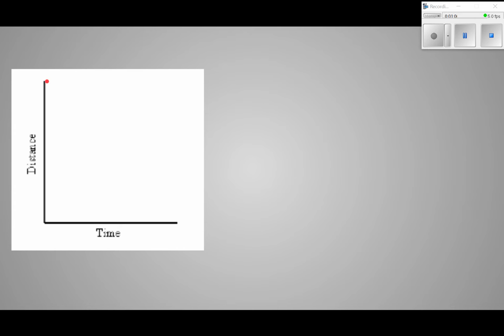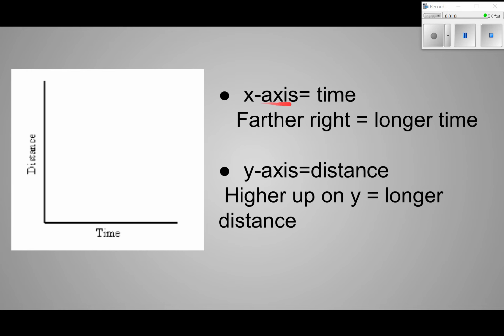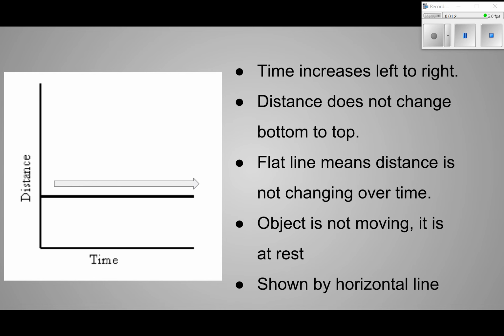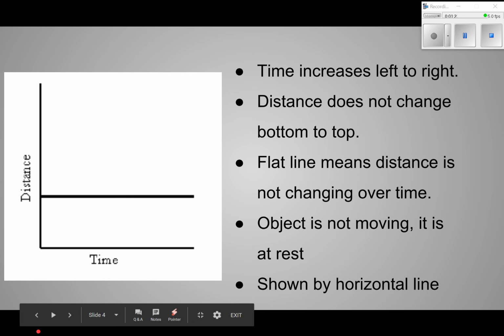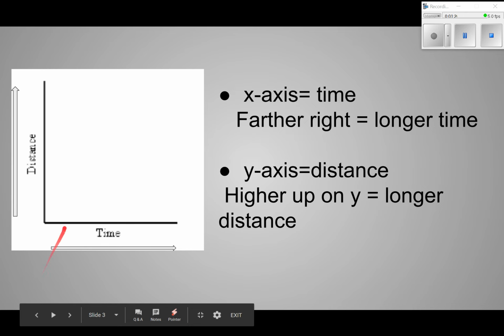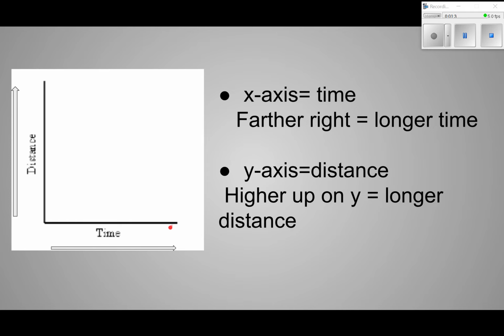So in your notebook, draw this graph, and we're going to talk about some of these pieces. So the x-axis is time, that's down here. The farther right you go, so the more I get over here, the longer the time has gone by. So this is the beginning over here, and then as we go farther to the right, more time has gone by.